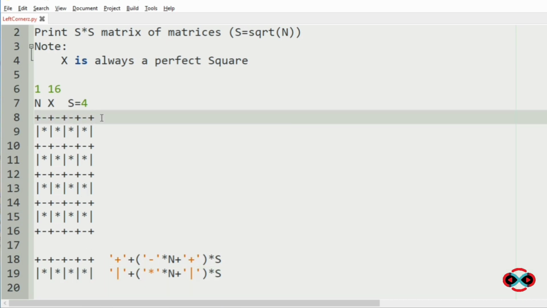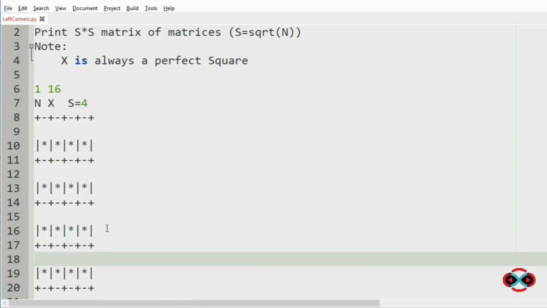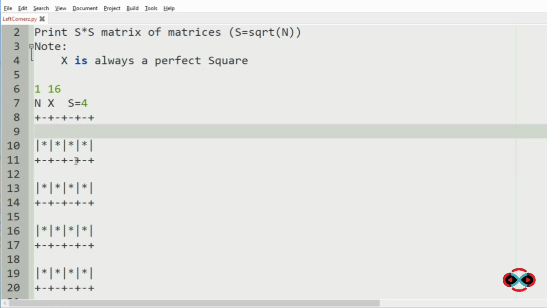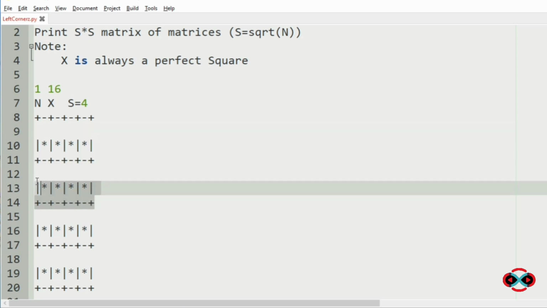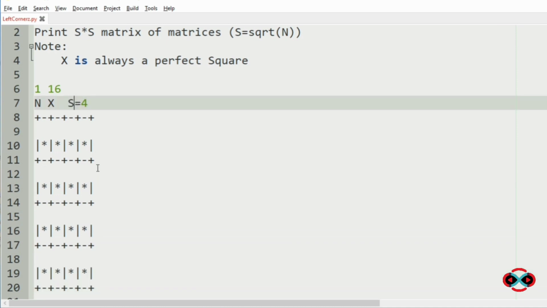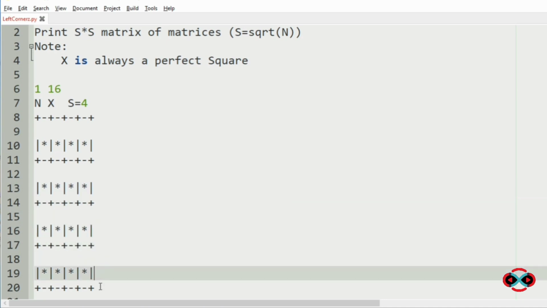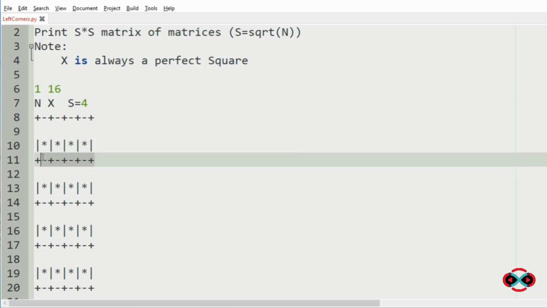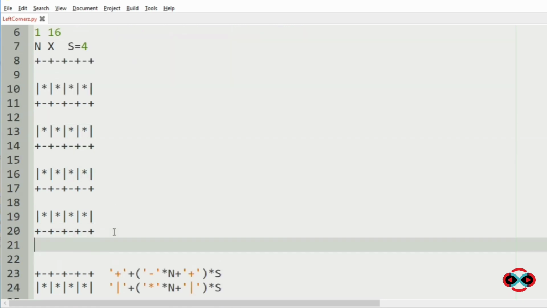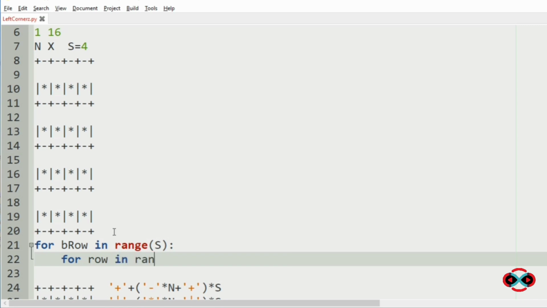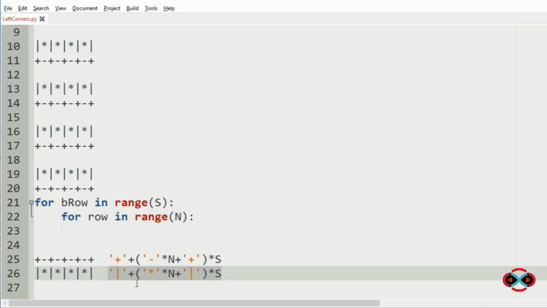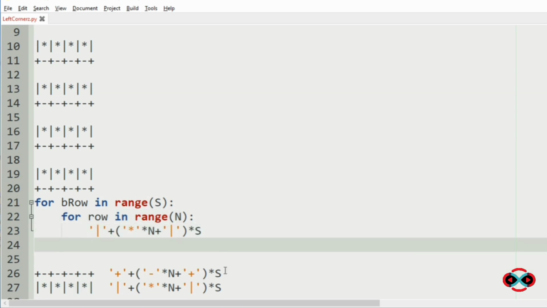Now for clear understanding, we will separate into several parts. First, we will print the first row manually. Then for the other rows, we'll use the for loop. For row in range s, that is four times, so we have got four. For every iteration we'll have one row because our n is 1. Now we'll see the code. For row in range n, this will print this, then we'll have this.